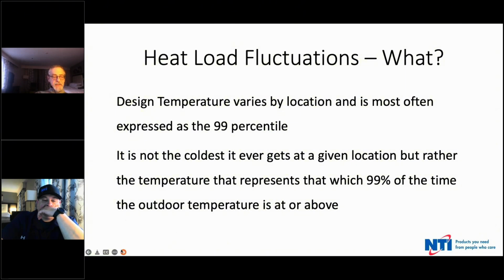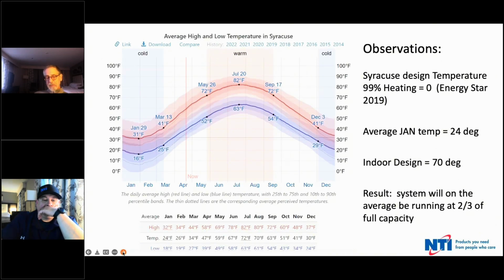In a moment, we're going to look at what happens next here. So yeah, here's a pretty good example. I picked Syracuse, New York, but this profile can be found for any given location. The reason I picked Syracuse is because I'm going to be there over the weekend, and that kind of made sense. So we have a design temperature of 0 according to the Energy Star chart in 2019. However, the average January temperature is 24.